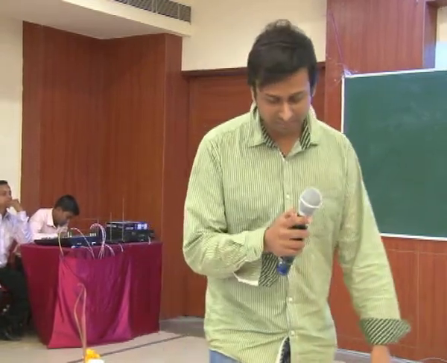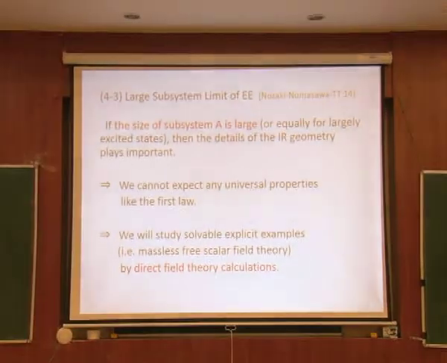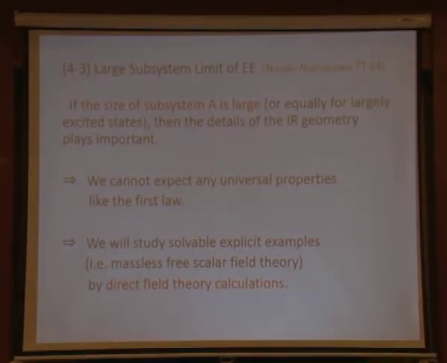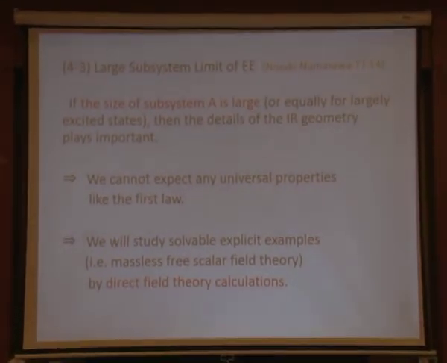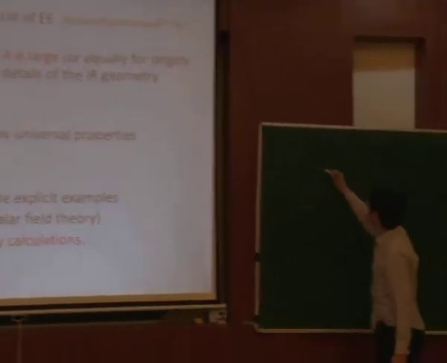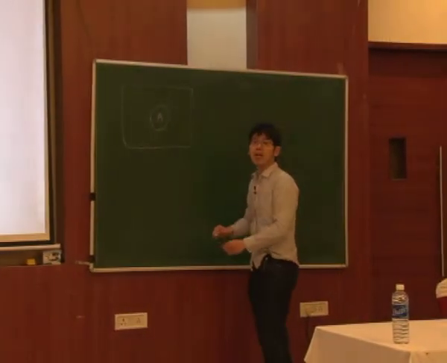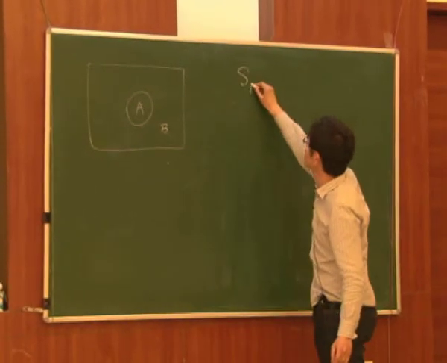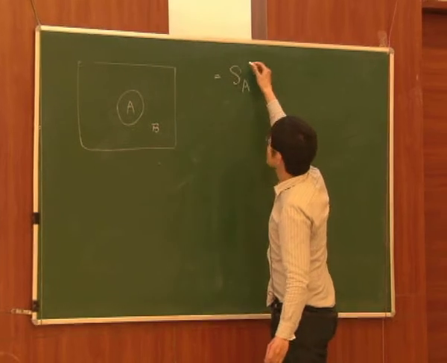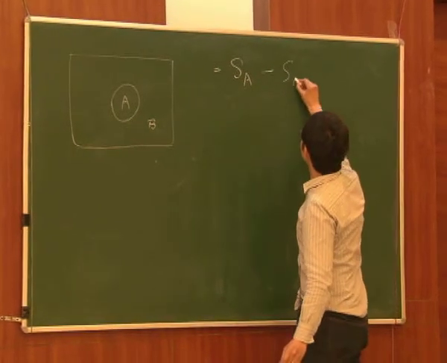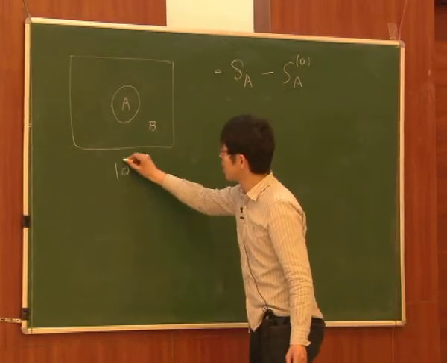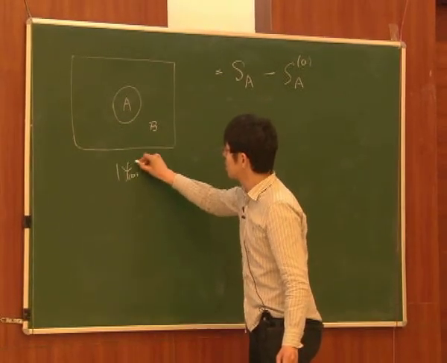Thank you very much. Now I'd like to continue working on the excited state. In my last lecture, we basically did this: we have some conformal field theory, and we pick up a particular region, which is called subsystem A, and we trace out the other part. We define this entanglement entropy S_A, and we computed it for the ground state, which we write with a zero. We also considered the ground state wave function, which we write psi zero.